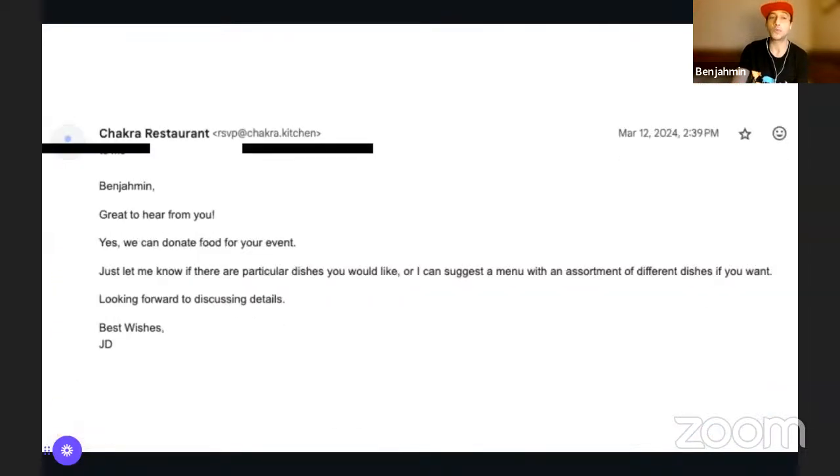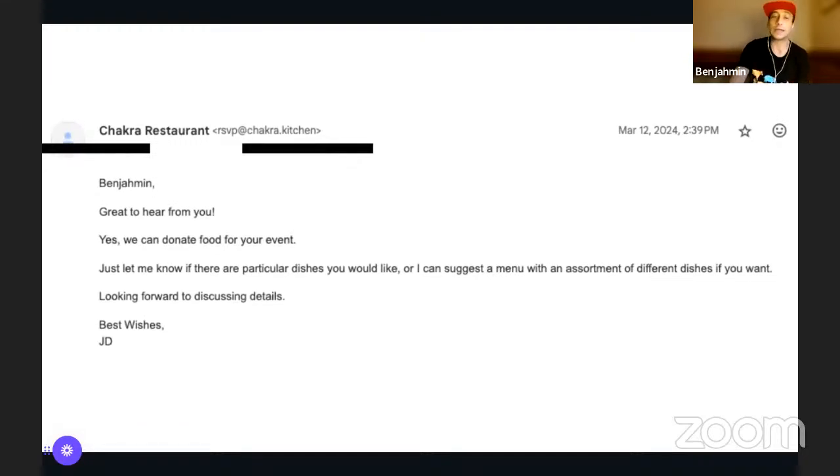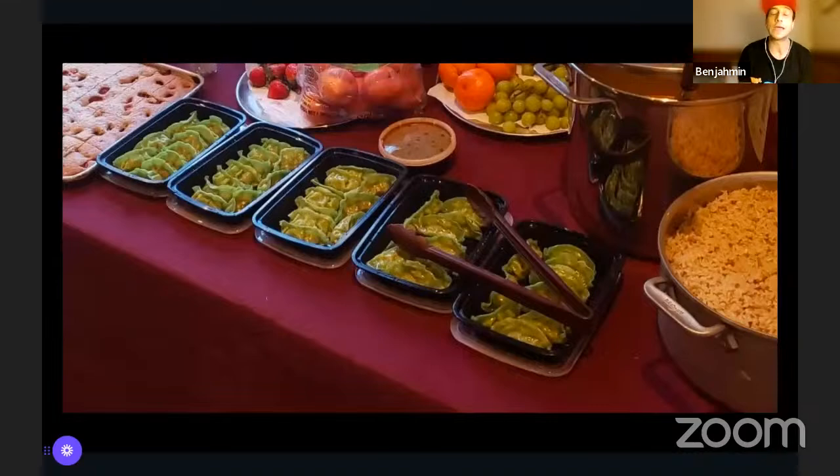And then boom, this amazing restaurant called Chakra, a vegan Thai Indian restaurant. Look, he wrote back right away. "Yes, we can donate. Let me know particular dishes and I can suggest a menu for your event." Look at that. And here's some of the food this restaurant donated, hundreds of dollars of food to my event.